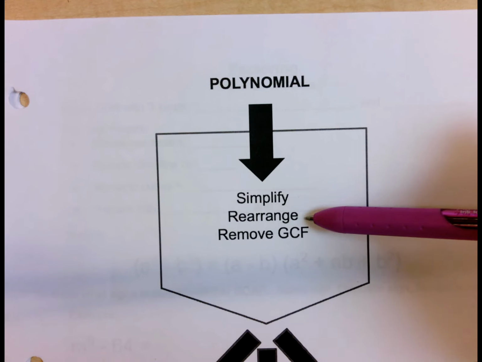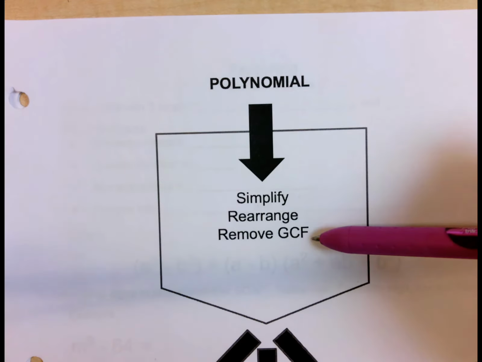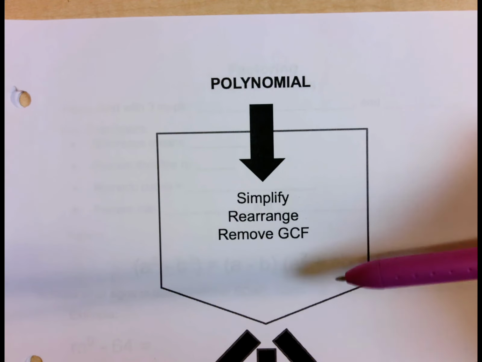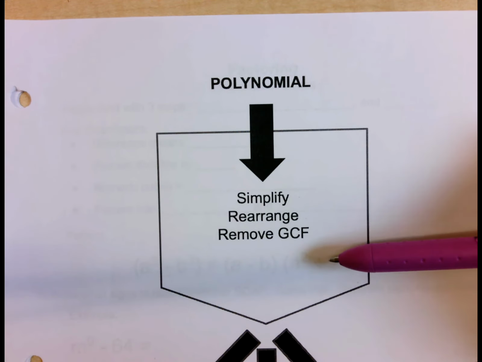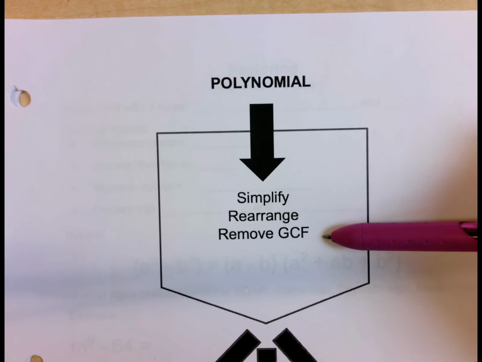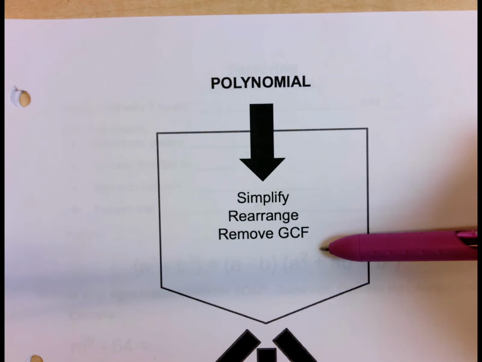Rearrange it, put it in standard form, and then remove your greatest common factor. Find the greatest common factor, remove it by dividing it. And then don't forget about it because it's still important, it's still a factor. So these are the three things that have to be done first. Now, a lot of times none of these will have to be done, but there will be times when you do have to do these things. So we always want to check for these three things first.